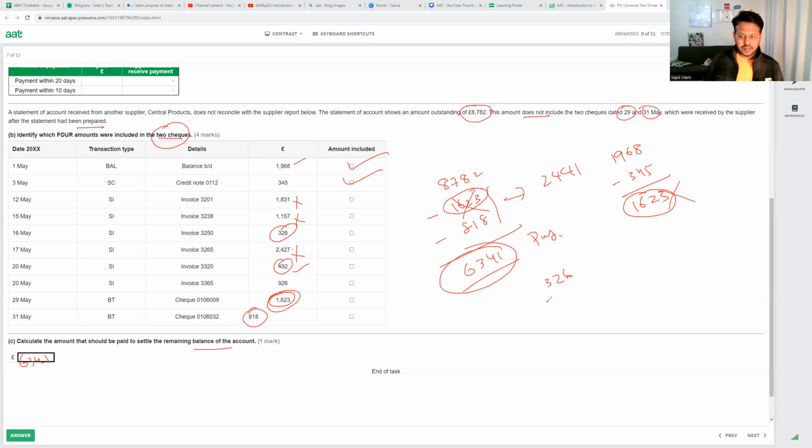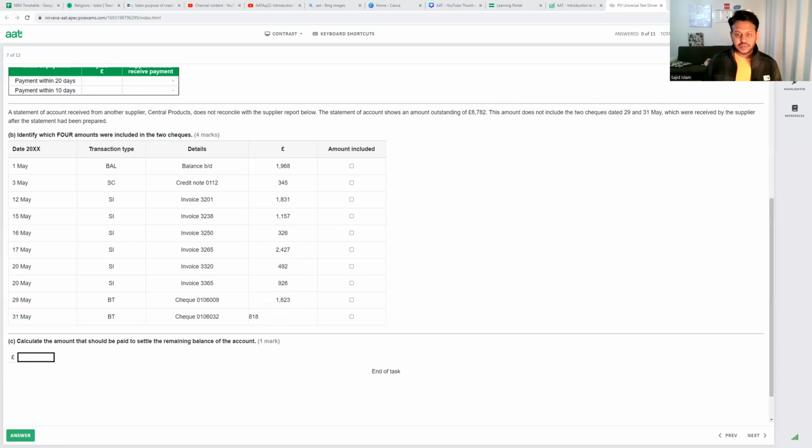Let's check this one, plus 492. If we add these two, 326 plus 492, that gives me exactly 818. That means I added these two invoices and made the payment for these two. So this is clear for that. So I understand this one and that one. So these four transactions are the combination of these two checks. All right, very simple. Let's move to the next one.